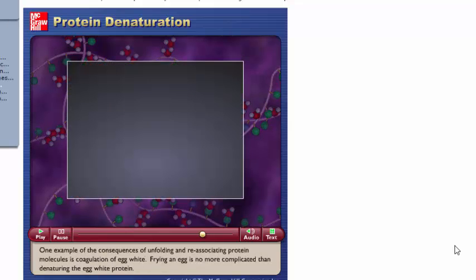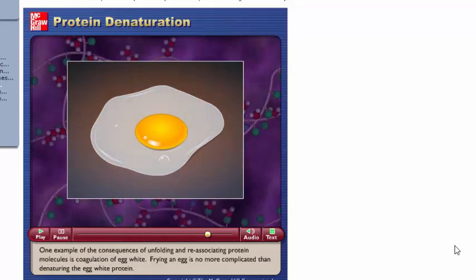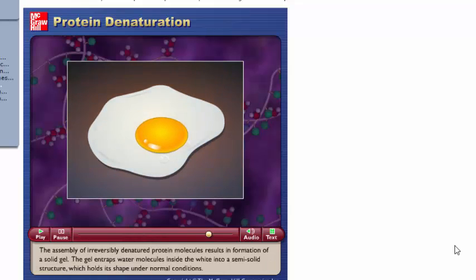One example of the consequences of unfolding and reassociating protein molecules is coagulation of egg white. Frying an egg is no more complicated than denaturing the egg white protein. The assembly of irreversibly denatured protein molecules results in formation of a solid gel. The gel entraps water molecules inside the white into a semi-solid structure, which holds its shape under normal conditions.